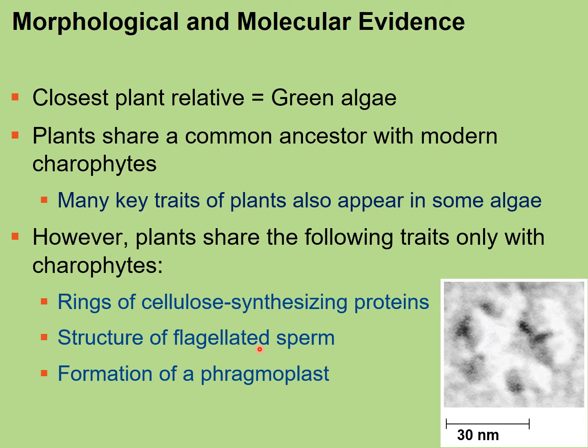The structure of the flagellated sperm is very similar between the charophytes and the current land plants. And also the formation of the phragmoplast. Remember cell division in plants? Remember what forms that cell plate? The cell plate is basically a collection of plasma membrane vesicles, right? They're going to collect in between the two nuclei. How do they get there? It's a series of microtubules, very similar to the cytoskeleton in animal cells, but it's a whole system which allows these vesicles to move to the center of the cell, in between the two nuclei, and form that cell plate.